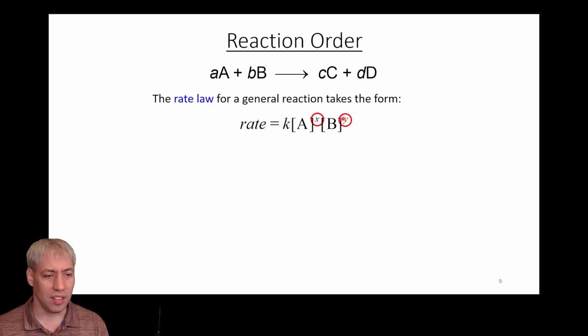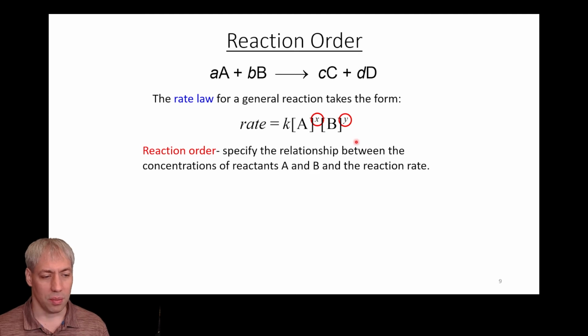And so again, you have these x and y's. These are known as the reaction order. It basically tells you how much the concentration of A and B matter for the reaction. And so if that number is 0, it doesn't matter at all.